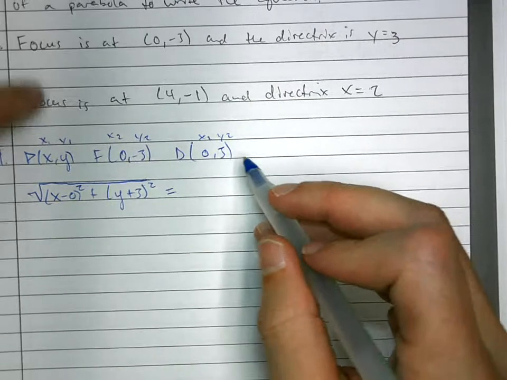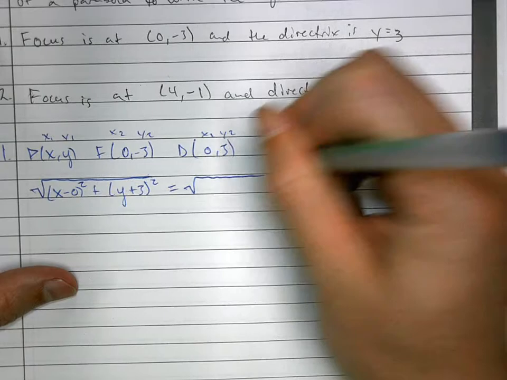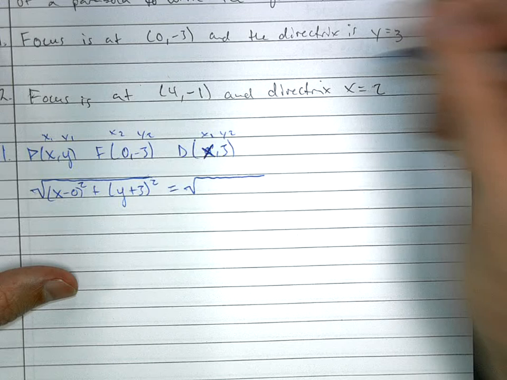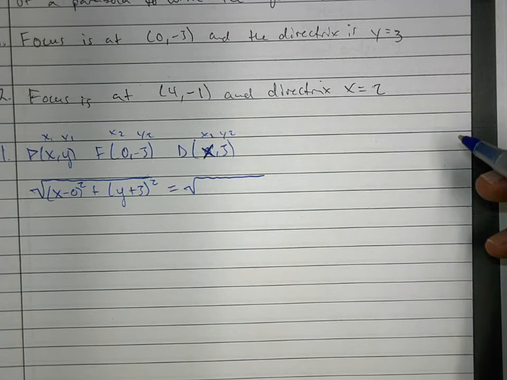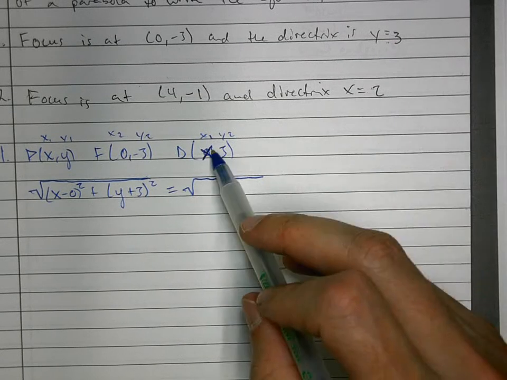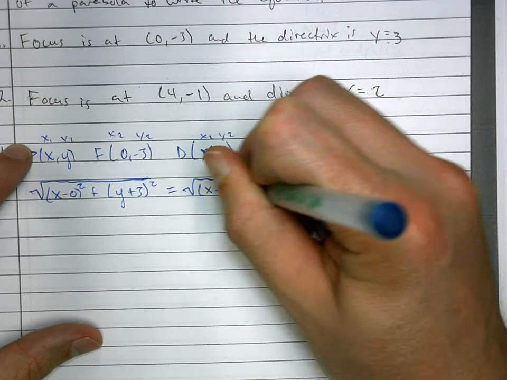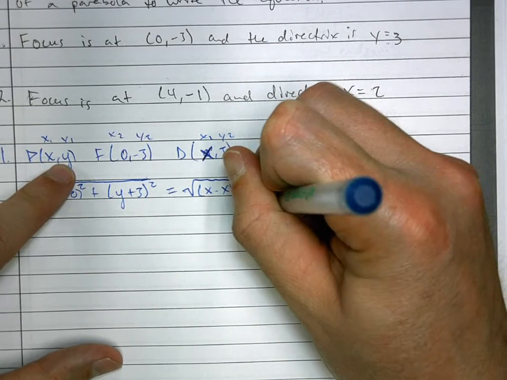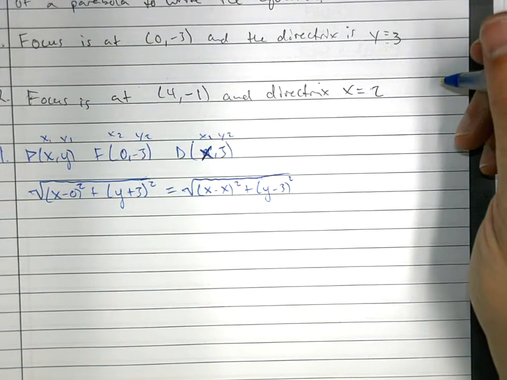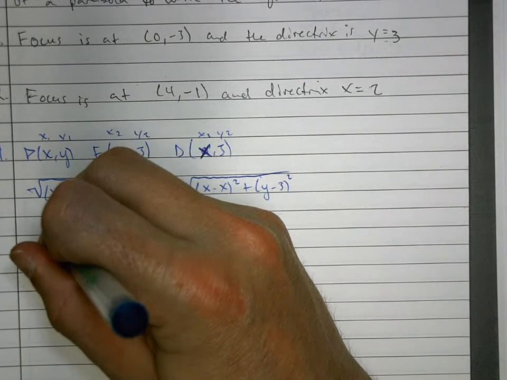Equals, now we need the distance formula from P to D. So this is the square root of, sorry, there should be an x in the x spot for the directrix, because they give you the y value is 3, but they don't give you an x value, so it should just be x. So it's (x minus x) squared plus (y minus 3) squared. Okay. So x minus 0 is just x, so that's going to be an x squared.